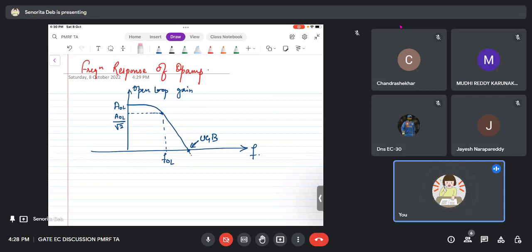Sorry, this should not be. Let me take this as 0 dB only, so this will be unity gain. This is the line one, or 0 dB.